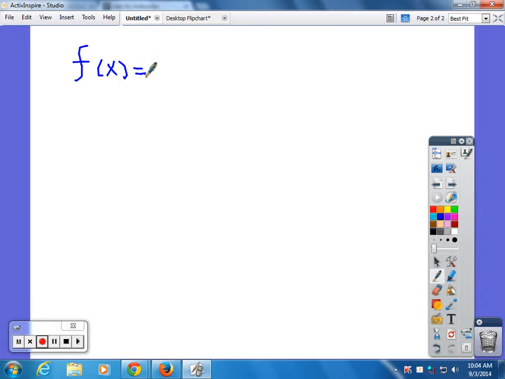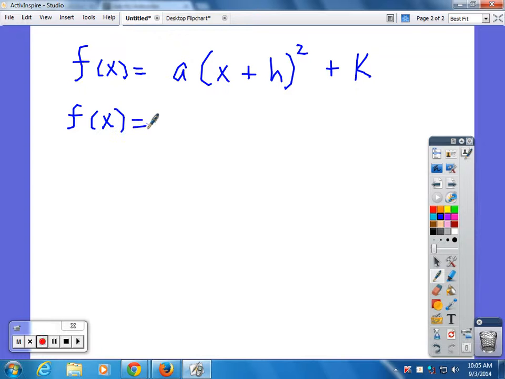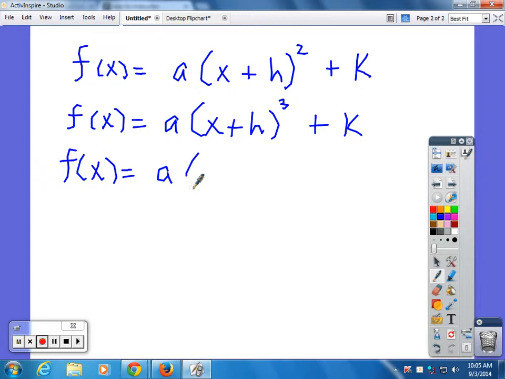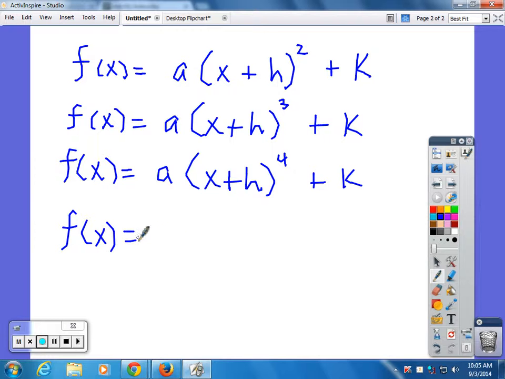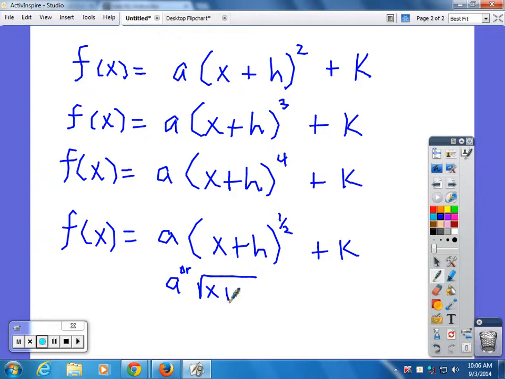F of x is equal to a times x plus h quantity squared plus k. Now that's the parabolic general form. F of x is equal to a times x plus h to the third plus k. That's the cubic form. Of course, you can go on, and we're going to do all of them because there's a reason I want to do all of them. F of x is equal to a times x plus h to the fourth plus k. F of x is equal to a times x plus h to the 0.5 or 1/2, which is the square root. We're going to write it both ways, plus k. And I'll write a square root of x plus h plus k.